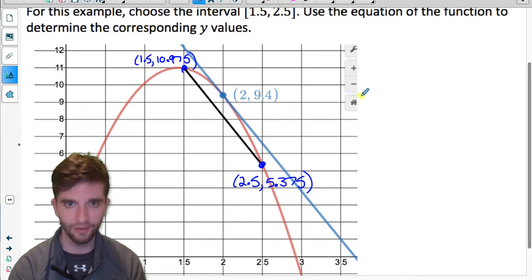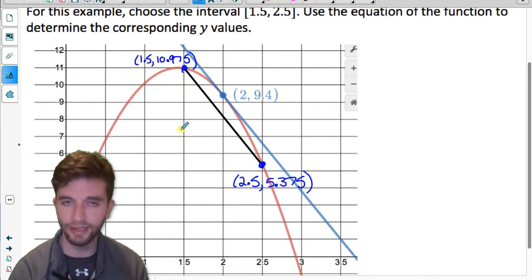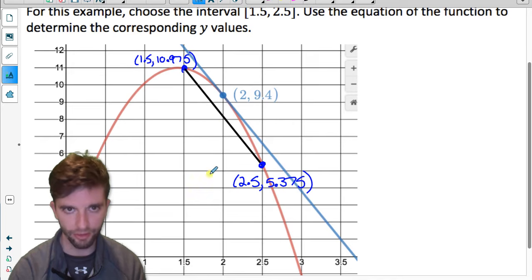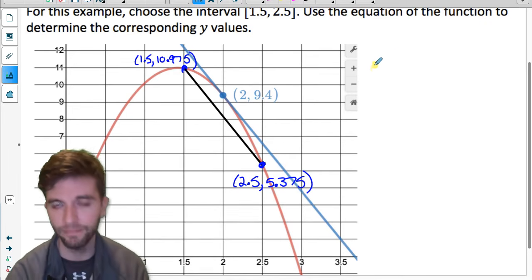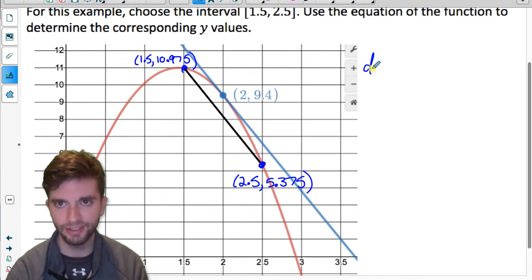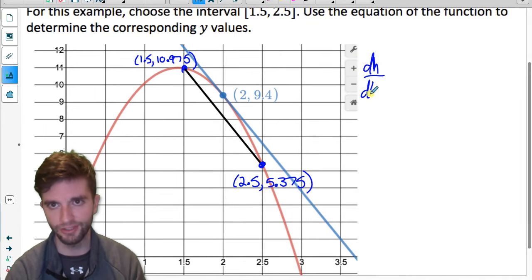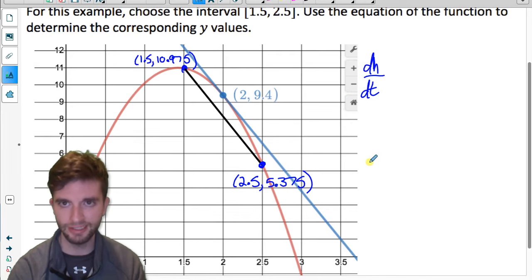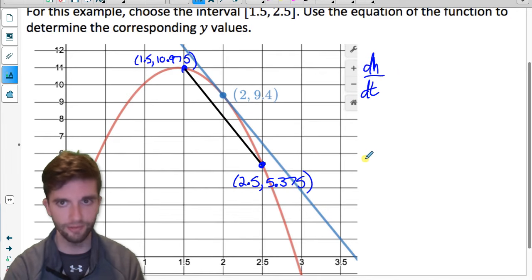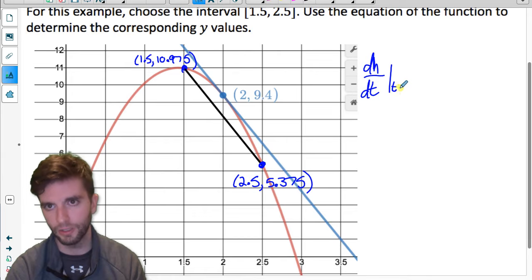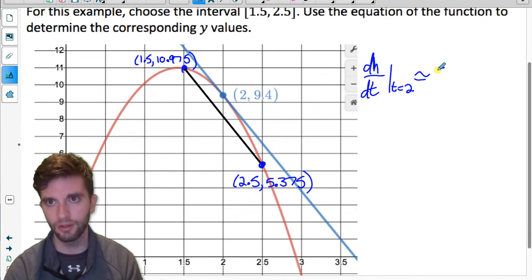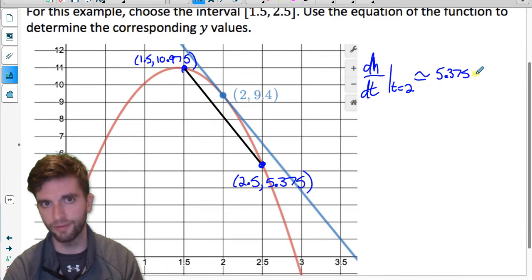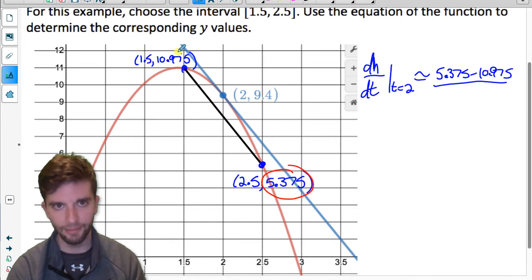So the slope of the secant line I can calculate just by doing my change in height over my change in time. I have the coordinates of both of the points on that secant line, so I can calculate the slope of the line connecting them. Since we're estimating instantaneous rate of change, I'll use the notation for instantaneous rate of change, dh over dt. That means the instantaneous rate of change of height with respect to time, when time is 2, is approximately equal to my change in my heights. So 5.375 minus 10.975.